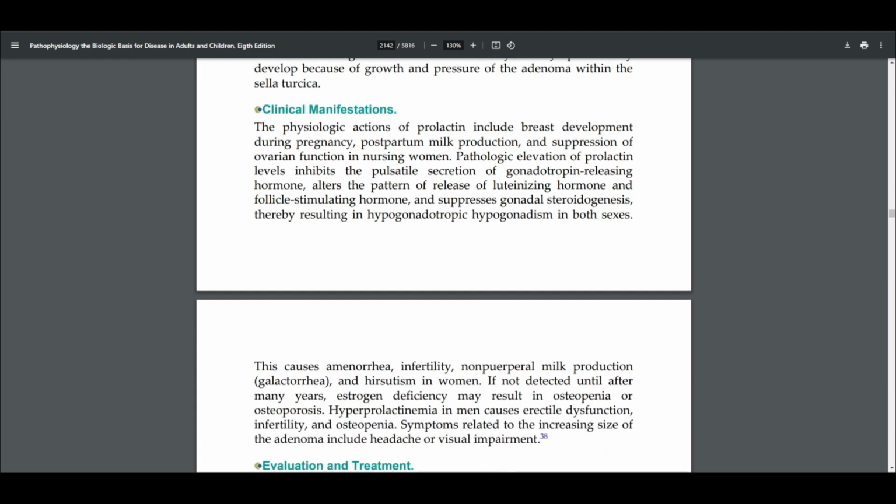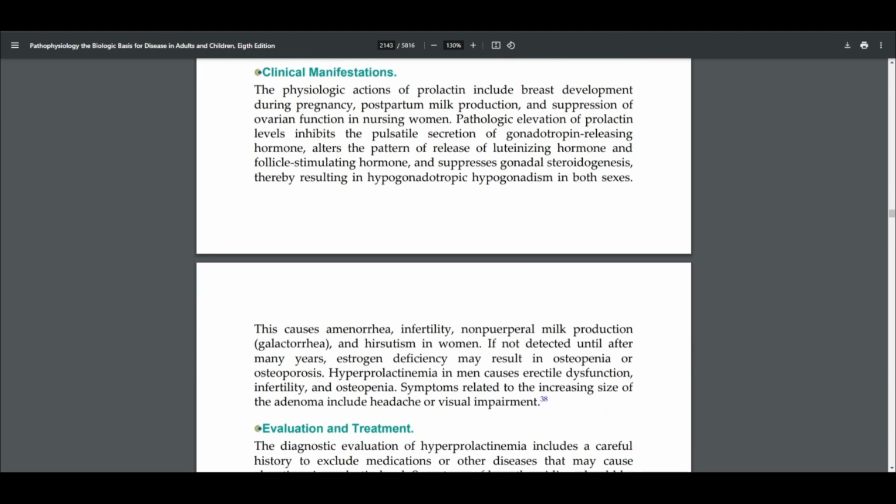Now, the clinical manifestations. The physiologic actions of prolactin include breast development during pregnancy, postpartum milk production, and suppression of ovarian function in nursing women. Pathologic elevation of prolactin level inhibits the pulsatile secretion of gonadotropin-releasing hormone, alters the pattern of release of luteinizing hormone and follicle-stimulating hormone, and suppresses gonadal steroidogenesis, thereby resulting in hypogonadotropic hypogonadism in both sexes.